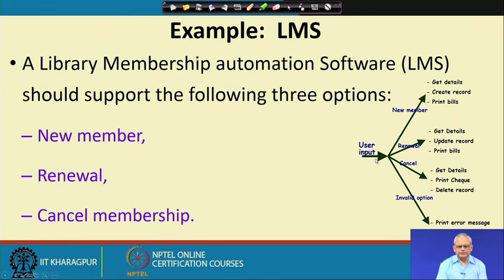Let us say we are trying to develop a library membership automation software, and as the user selects create member, there are three options which come up: new member, membership renewal, and cancel membership. So, let me first describe the problem and then we will see how to do the solution. So, the problem is that this is a requirement in create member, and as the create member option is chosen, there are three sub options which are displayed: create new member, membership renewal, and cancel membership.